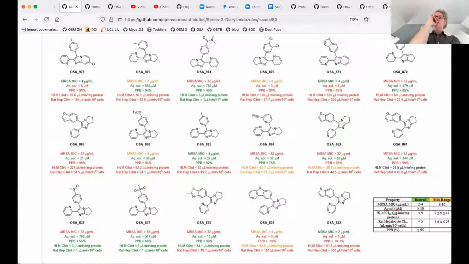Again, there are some with nutty clearance rates, and some with amazing clearance rates. I think the ones with really good clearance are usually not active, sadly. Sure. Interesting.